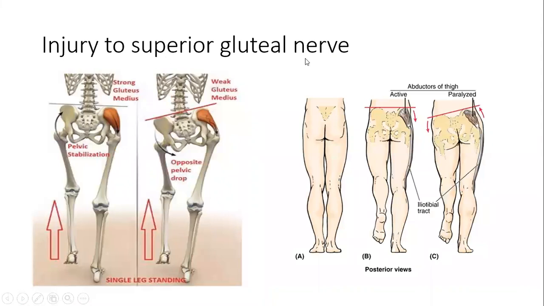Injury to superior gluteal nerve. Superior gluteal nerve supplies gluteus medius and minimus. Both of these muscles contribute to the stability of the pelvis on either side of the body, right and left. So if gluteus medius on one side of the body gets paralyzed due to the injury of the superior gluteal nerve, it is going to make the opposite side of the pelvis sink down.